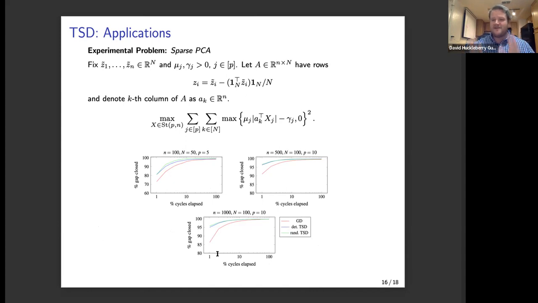Sparse PCA is a very famous problem that occurs on the Stiefel manifold. Basically, you have some set of data here, and you form this matrix A that has these rows. Then what you end up getting is this problem over the Stiefel manifold, where X is the element of the Stiefel manifold you're picking. And you can see here the percent of the optimality gap closed for this problem over the cycles elapsed. If you compare cycles to one iteration of gradient descent, we're closing a lot of that optimality gap faster than gradient descent, which is also what you see in the Euclidean setting. So we do have very nice numerics to back all of this up.